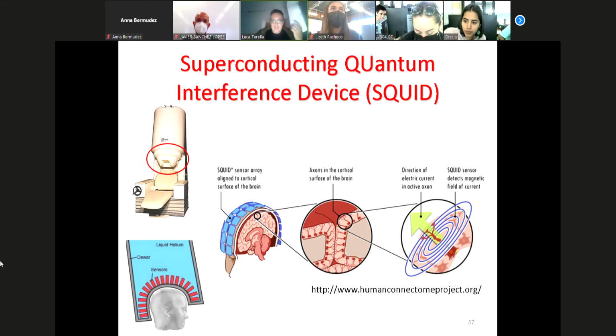The point is that in order to work, the sensors need to be in this liquid helium. The problem is that as it is at this very low temperature, it evaporates, and you need to add helium. In our case, for example, every week we have to put in new helium, because it evaporates. If you don't have the helium, the sensor will not work. Okay?